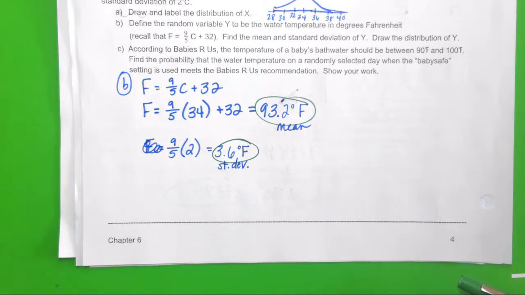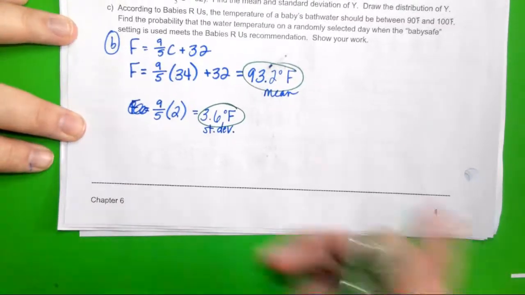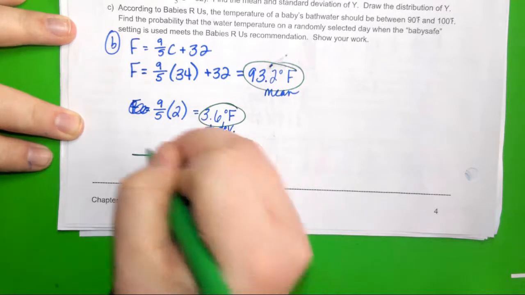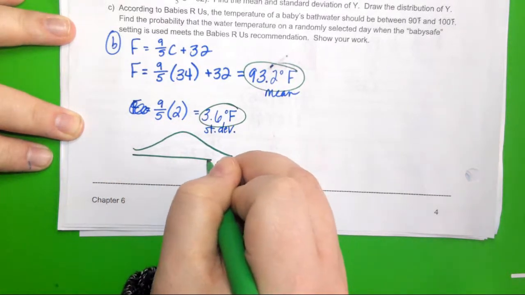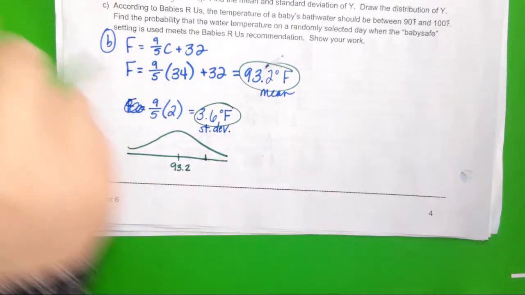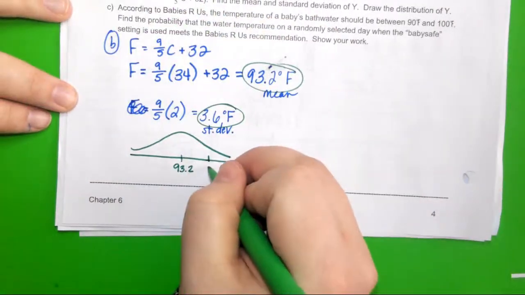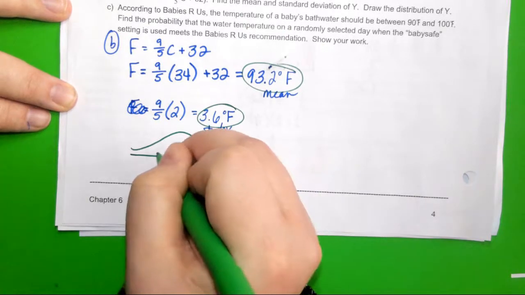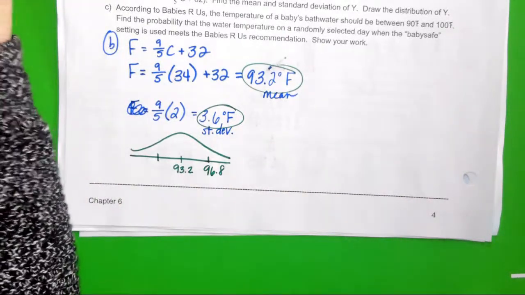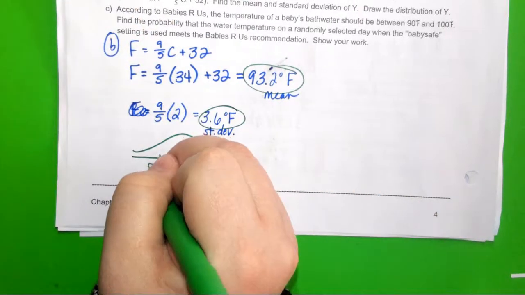Why did you do that? Because it said to, because here in America we use Fahrenheit, so we gotta make this in Fahrenheit. And then it says find the mean, standard deviation and draw the distribution. So if we were running out of time, we would put the 93.2, we gotta go up by 3.6, 96.8, and if I kept going down this way, I get 89.6.